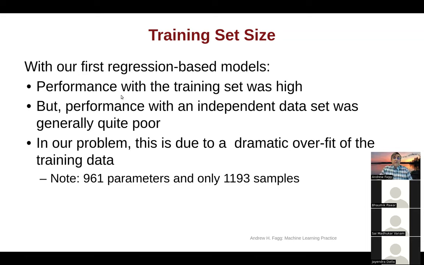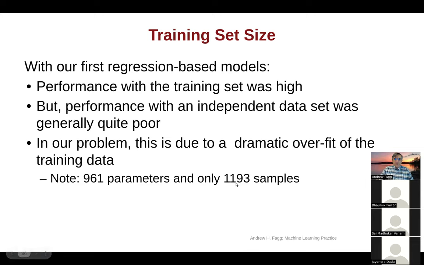So in the example that we've done already, our performance again was really nice for our training set, but the performance was really low for our independent data set. So this is an example of where a method is dramatically overfitting the training set and doesn't do well on future data.